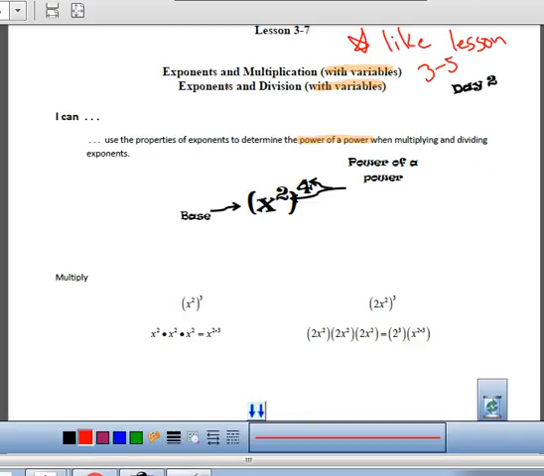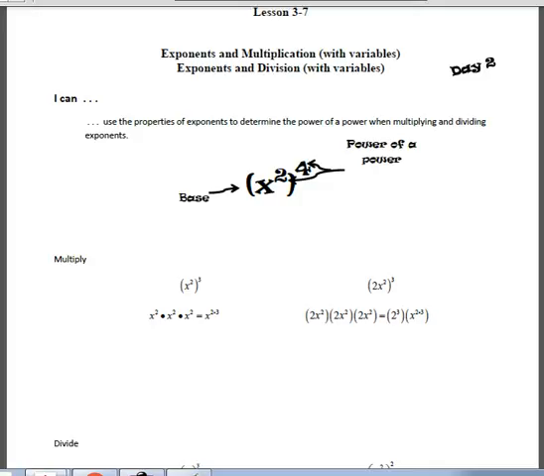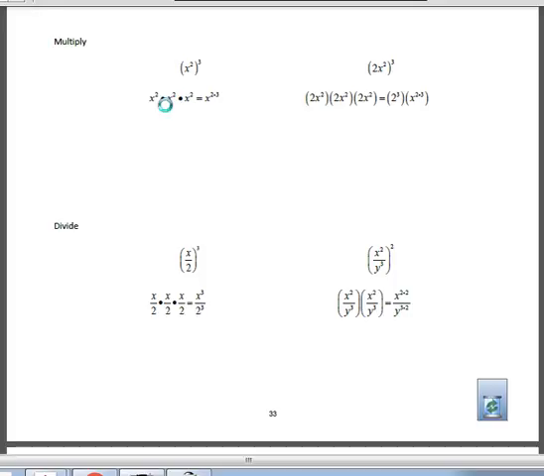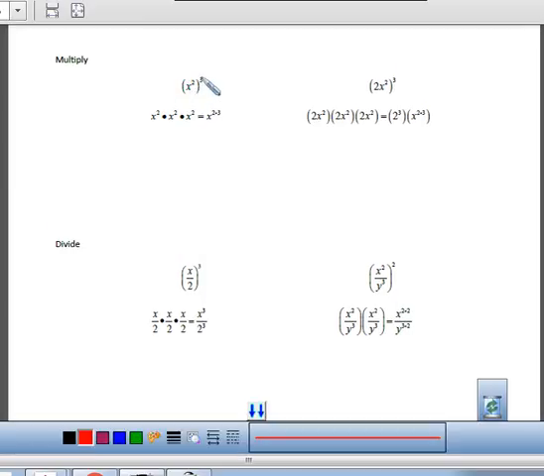Alright, so remember, when you're raising a power to a power, we have a strategy for that. And the strategy is we multiply the exponents. Alright, and we'll go through the explanation of how it works out that way. So I'm going to go ahead and scroll down and look at our examples. So the first example is x squared raised to the third power. Now let's talk about what that means.